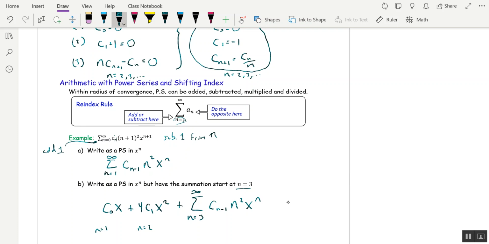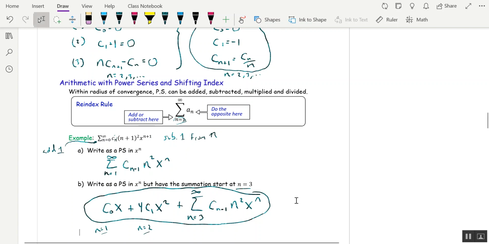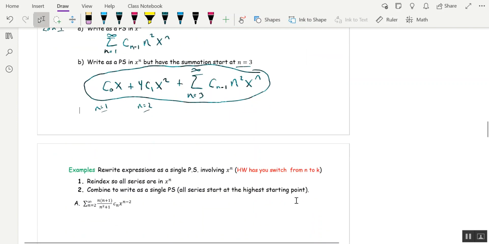So you don't have to write down underneath what value of n you're using. I'm just doing that so you can see where these terms are coming from. So now I've written that as a power series that starts at 3 by literally pulling off the first 2 terms by hand.